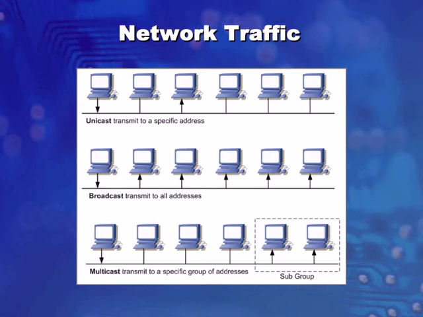A broadcast message is a message that's being sent out and intended for all machines on this network to receive this particular message. Now, a multicast, unlike a broadcast, is a message that's being sent out, but its intended recipient is a group, not all of the devices, but a subgroup of the devices on the network.